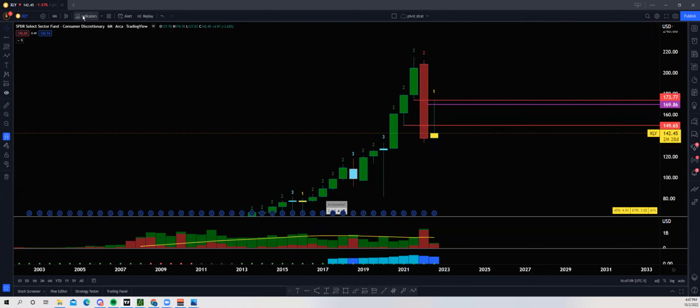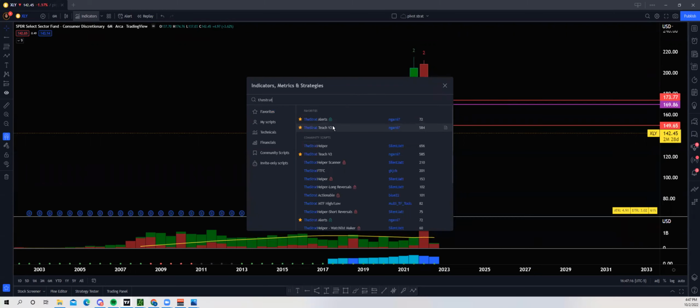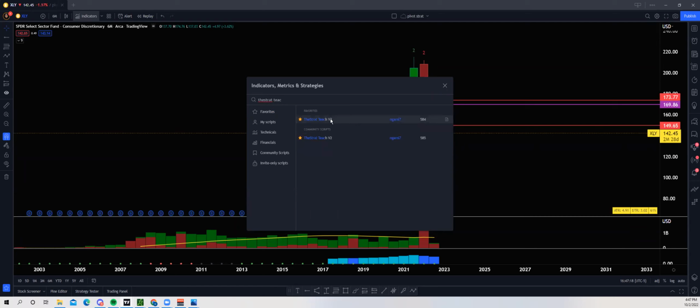So yeah, I don't know what you mean by the strat volume two, but the indicator is the Strat Teach V2 right here. That's the indicator of the strat, one word, teach, space V2.